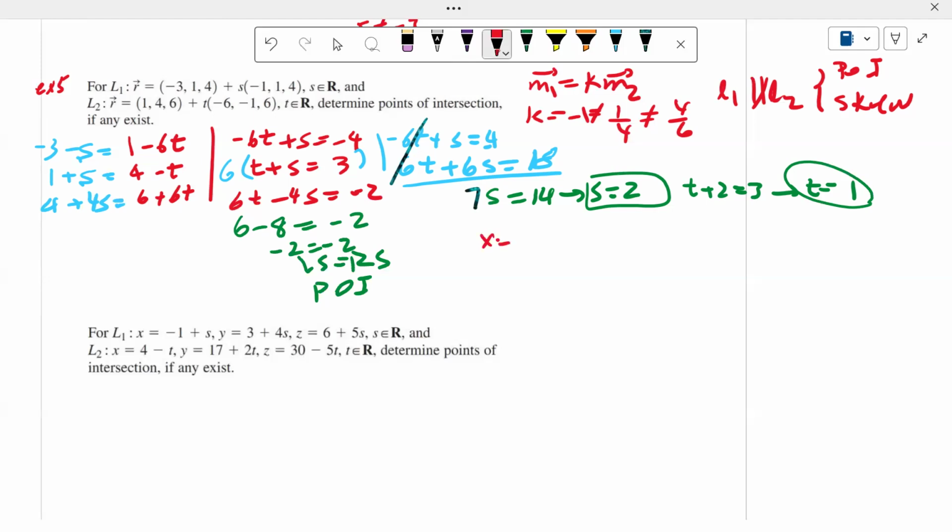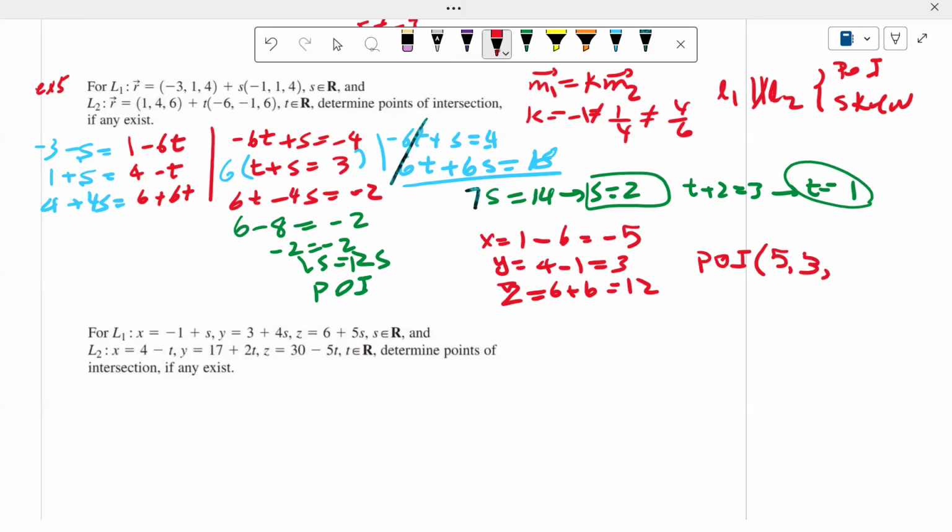So x is equal to 1 minus 6 times 1 is 6. That's minus 5. y is equal to 4 minus 1. That's 3. And z is equal to 6 plus 6. That's 12. So the point of intersection is minus 5, 3, and 12. And in my notes, I get the same thing. In my notes, what I did, I put s and t in the parametric equation of line 1. But it's the same answer.